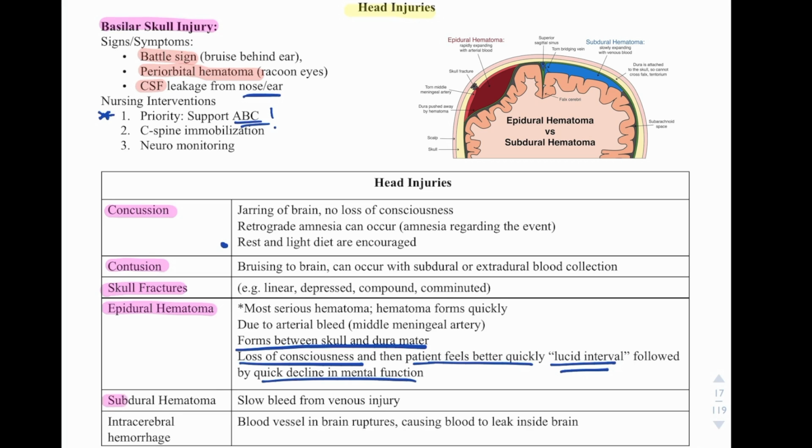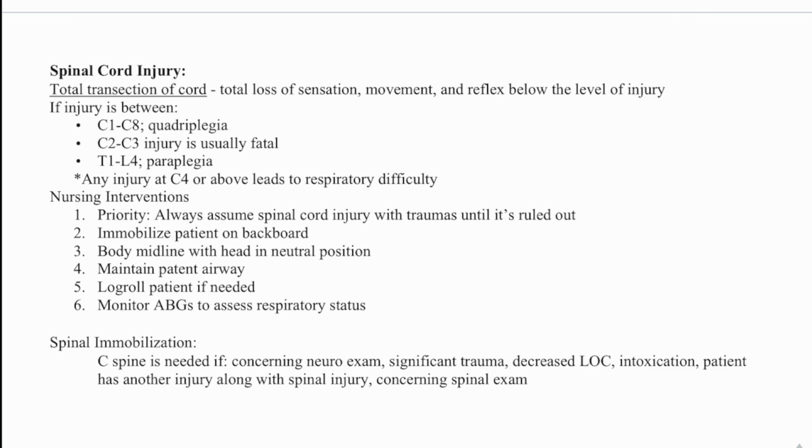We can also have a subdural hematoma. This is a slow bleed from a venous injury. We can have an intracerebral hemorrhage, which is when a blood vessel in the brain ruptures, causing blood to leak inside of the brain. And then we have spinal cord injuries. So this can be a total transection of the cord, which would be total loss of sensation, movement, and reflex below the level of the injury. So this is like a complete break.